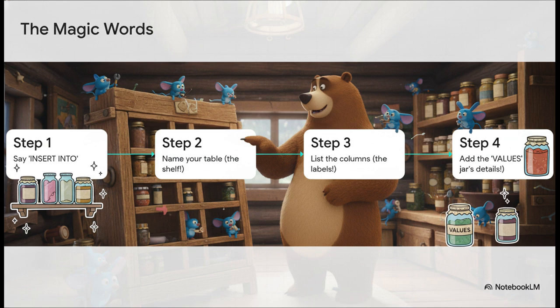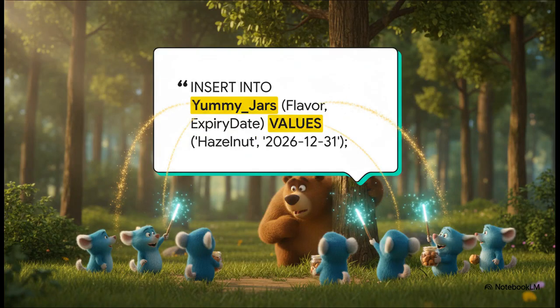First, you say the magic words, insert into. Next, you name the table you're adding to. That's our shelf. Then, you list the columns you want to fill in, like the labels. And finally, you give it the values, which are the actual details for that one specific jar. Easy, right? And here it is, the spell in action.